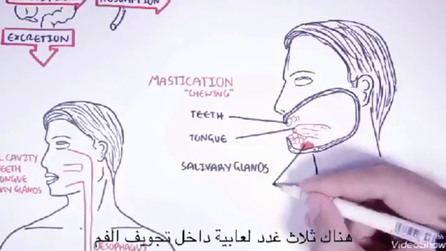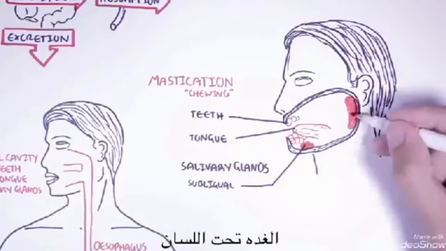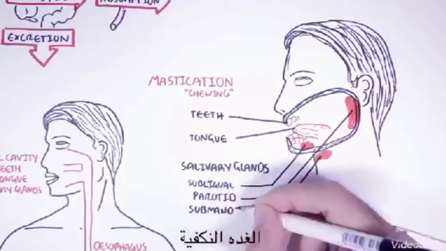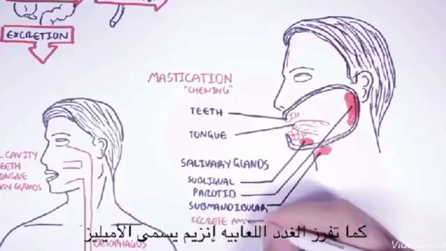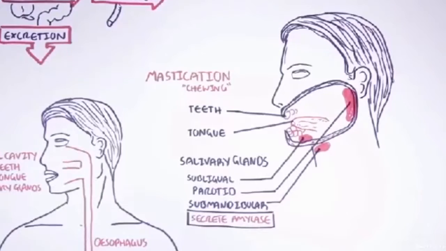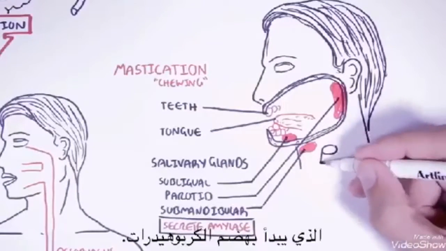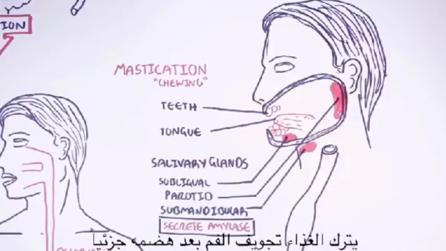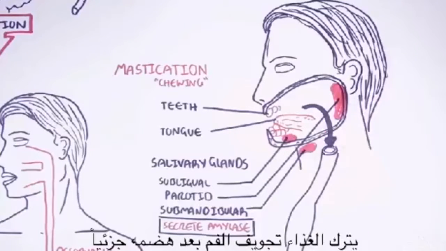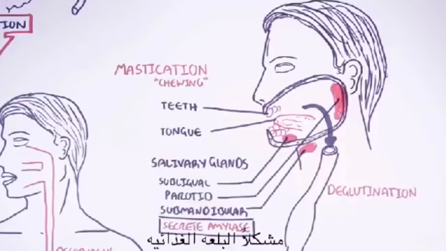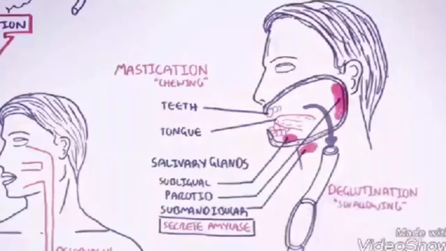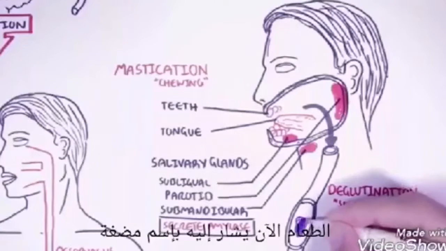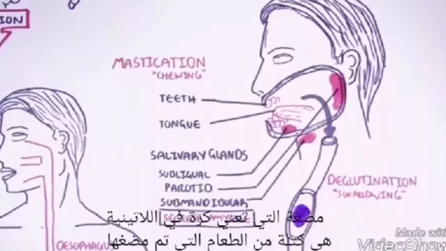There are three salivary glands: the sublingual, meaning below the tongue, parotid, and submandibular, which means below the mandible. The salivary glands also secrete an enzyme called amylase, which will initiate carbohydrate digestion. Once the food leaves the oral cavity in a partially digested form, it is swallowed, a process called deglutination. The food is now referred to as a bolus. The bolus, which means bowl in Latin, is a mass of food that has been chewed up.